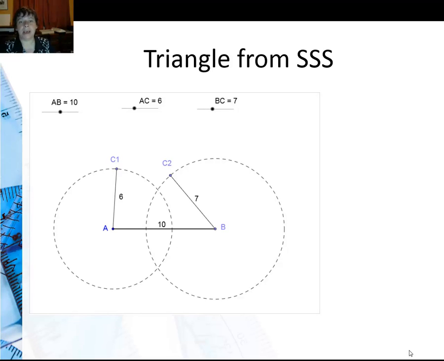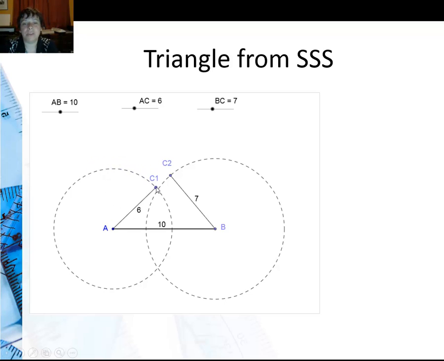So here I have a little applet where we can explore. I've got 6, 7, and 10 units. And what are the different ways I can make a triangle? So you can see here, this is 6. And the reason you're seeing the circle shapes is that this point is always going to be 6 away from point A. Well, that's going to make a circle.